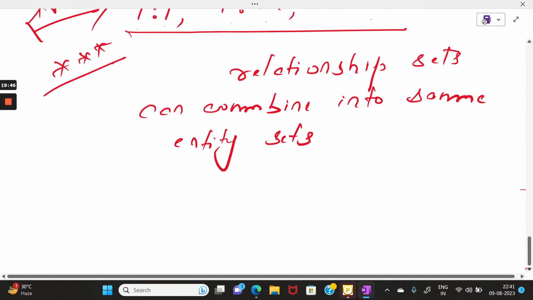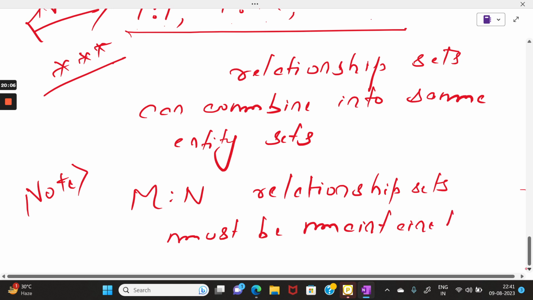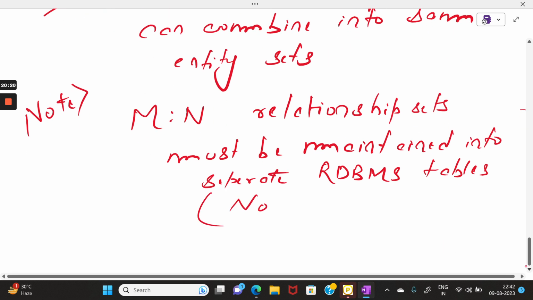But as the second note, if we have an M is to N relationship set, the M is to N relationship set must be maintained as a separate RDBMS table. Okay, here it is not allowed to merge. This needs to be maintained separately.